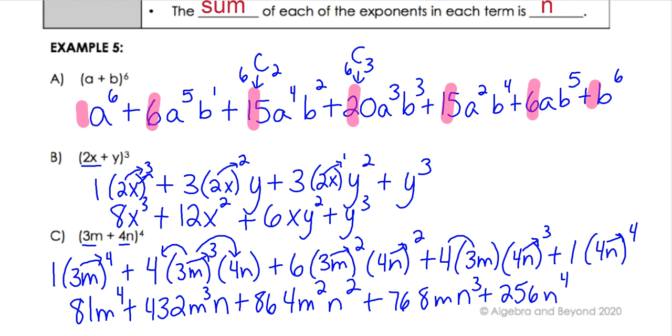So that is how we use Pascal's triangle to write out some binomial expansions that are going on.